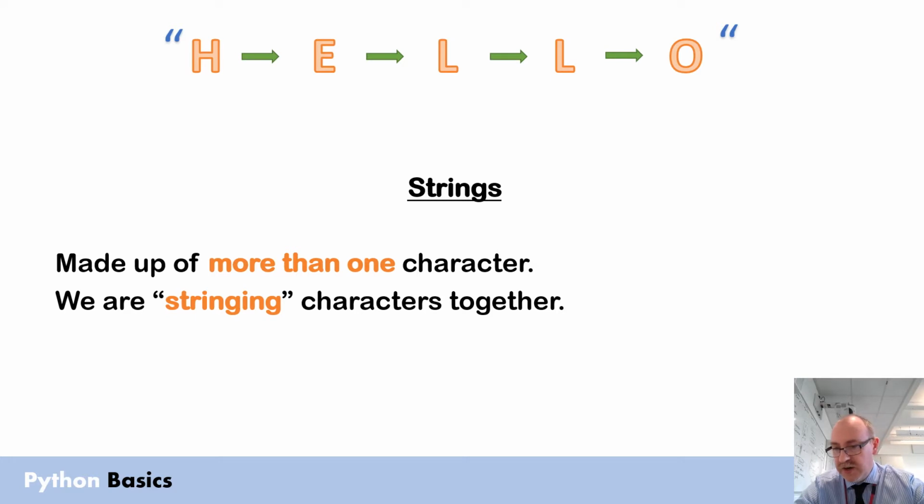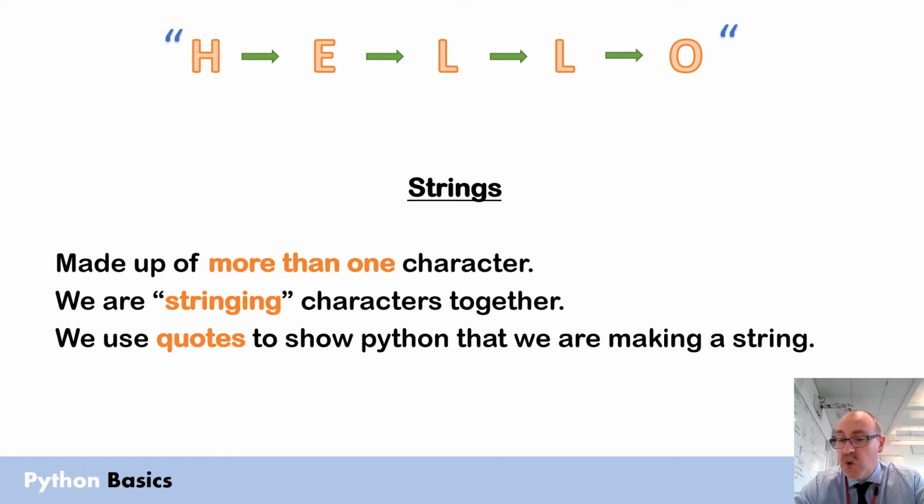The reason it's called a string, I don't know if this is officially the reason why, but we're kind of stringing together a bunch of characters. You can imagine putting some string between each character to join them all together in a necklace or something like that. It's that kind of idea. We call it string because we string together these characters. On the screen, you can see I've used arrows to show that one letter goes to the next one in the order that we see them.